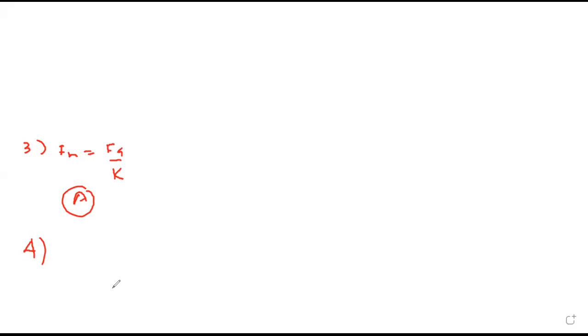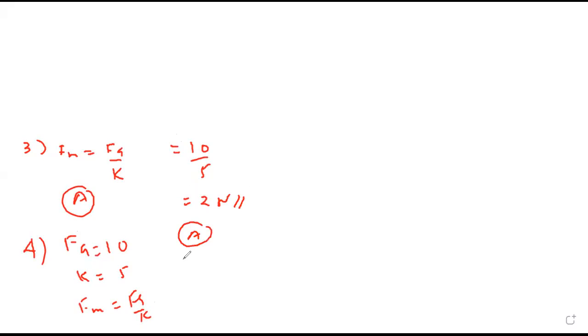Next. Force between two charges when placed in free space, that means in air, is 10 Newton. If they are placed in a medium of relative permittivity 5, then what will be the force? It is Fa upon K. Fa is 10 upon K is 5, 2 Newton. 2 Newton, option A.